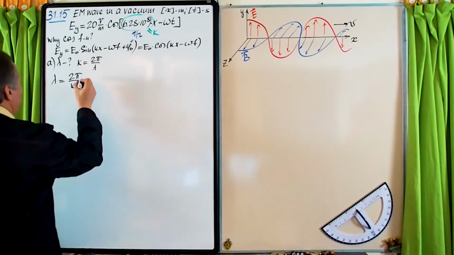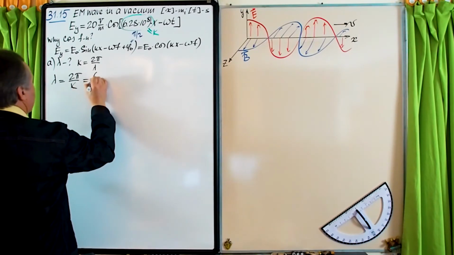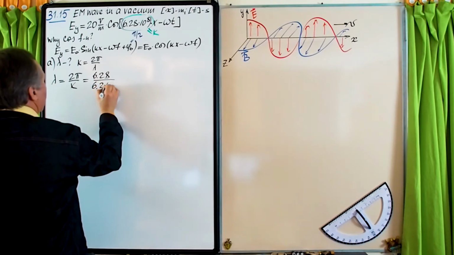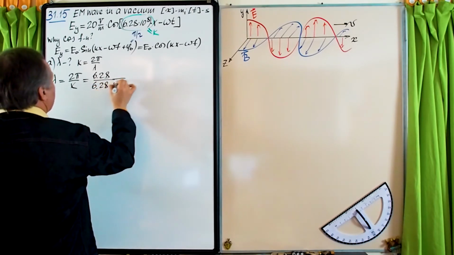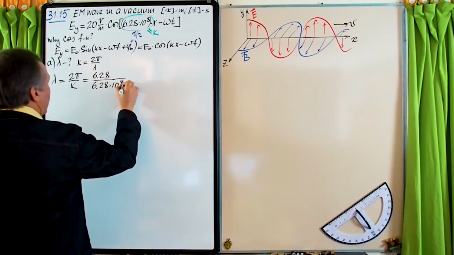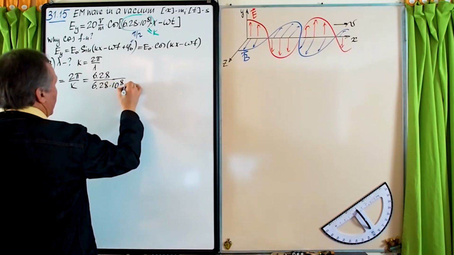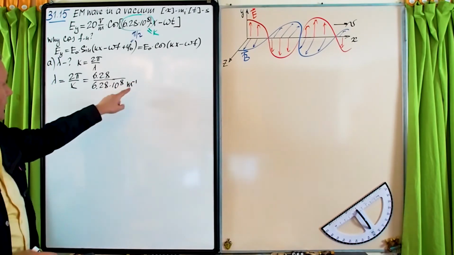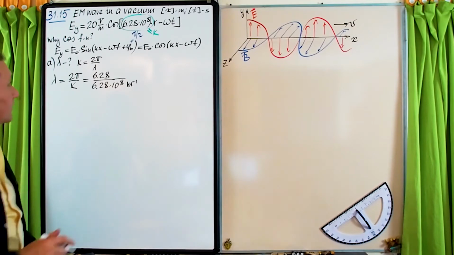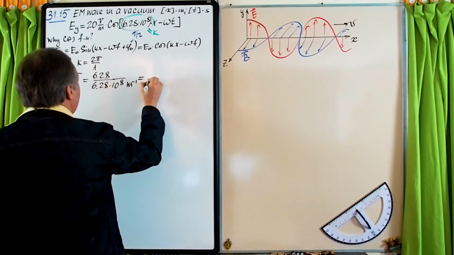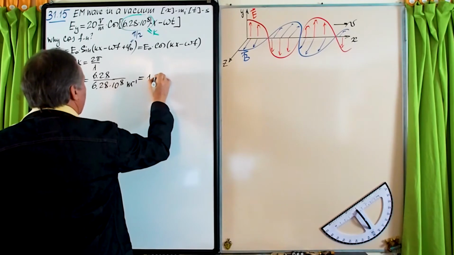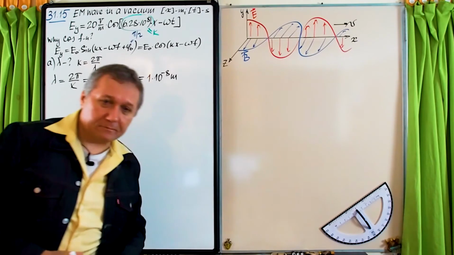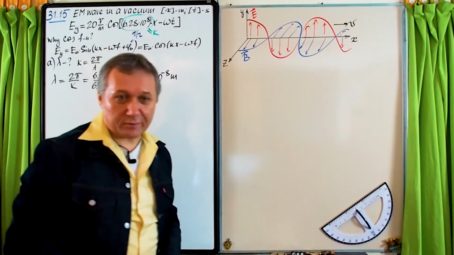All right. Okay, so 2 pi, it's 6.28, divided by 6.28 times 10 to the power of 8, right? So the units of wave number are meters to the power of -1. So it means meters go upstairs in the numerator. 6.28 will disappear, and we will get a wavelength of 1 times 10 to the power of -8 meters. Okay, so that's the wavelength.